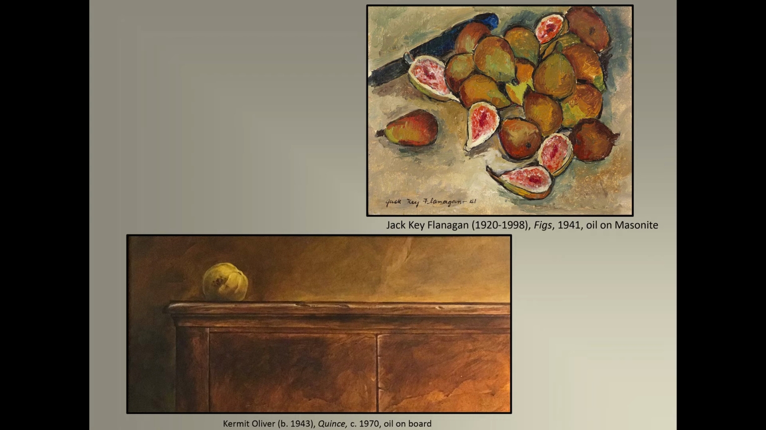At the bottom, we see Kermit Oliver's Quince, painted in 1958. It's an oil on board. Simplicity, almost monotone, raking light, detail and solitude that we find in paintings by Andrew Wyeth. He was an alum of Texas Southern University. He's a master realist painter and a Texas legend. He's also what we call a reclusive artist.